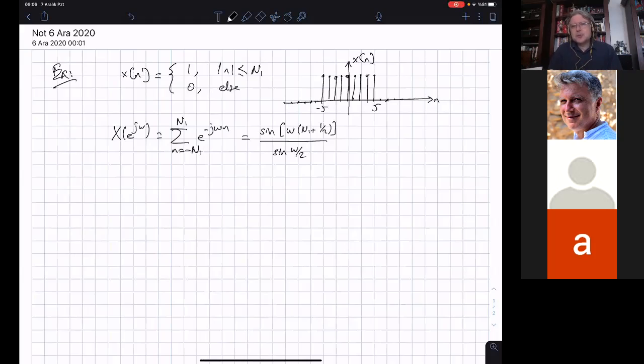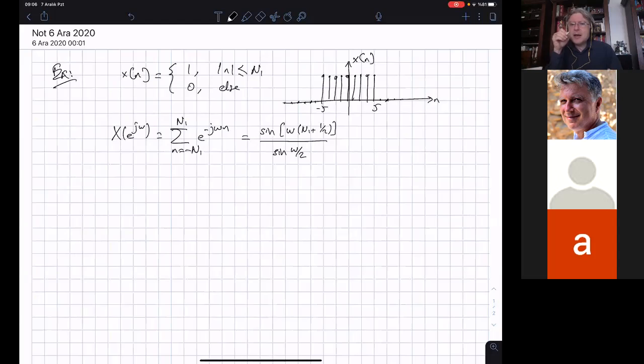Can we see that it is 2 pi periodic? Yeah, in a sense, we do. In the denominator, we have sine omega over 2. So that denominator part is by itself 2 pi periodic. Okay, we can keep it in mind. So we are multiplying with 1 over sine omega over 2, which is a 2 pi periodic thing. How about the numerator? The numerator has sine omega times n1, and n1 must be an integer. That's also what makes the numerator 2 pi periodic.